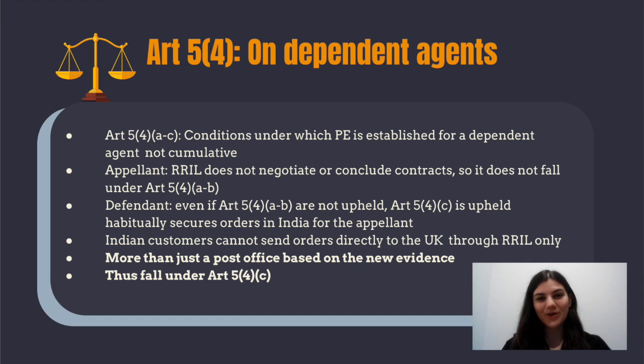Now, moving on to Article 5, Paragraph 4, it gives three options that may deem a dependent agent to be a permanent establishment of the principal. Now, the appellant argues that they fall under the first two because the subsidiary has no authority to negotiate or conclude contracts. However, the defendant and eventually the court argue that they fall under Article 5, Paragraph 4c in any case, because the subsidiary habitually secures orders in India for the appellant.